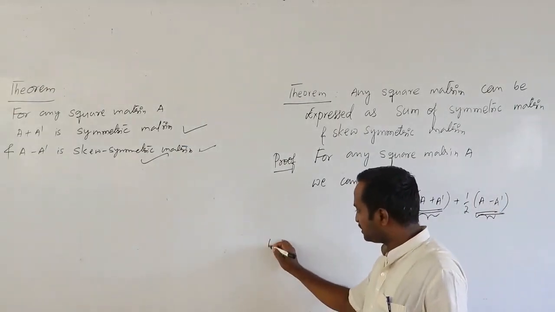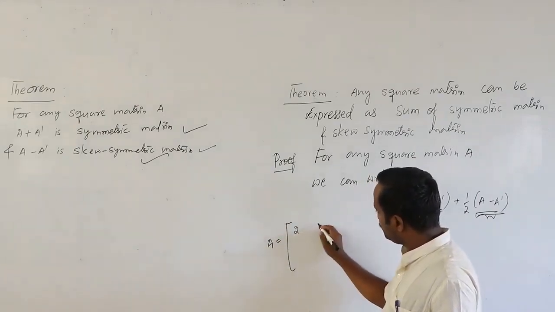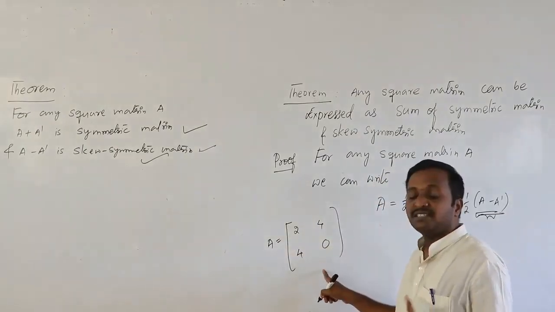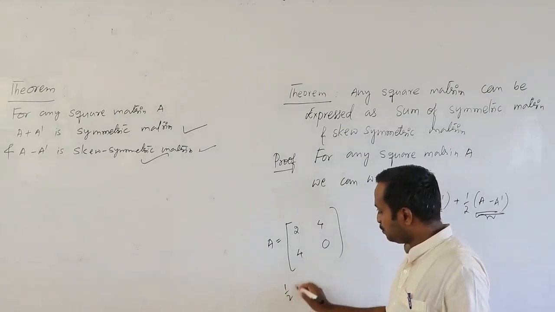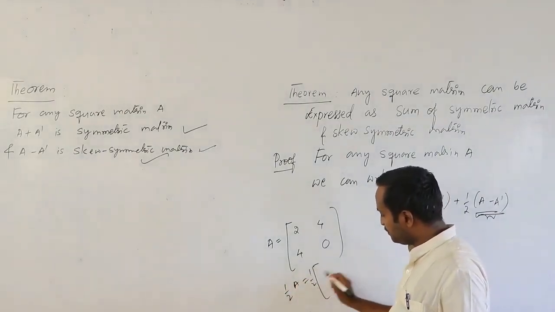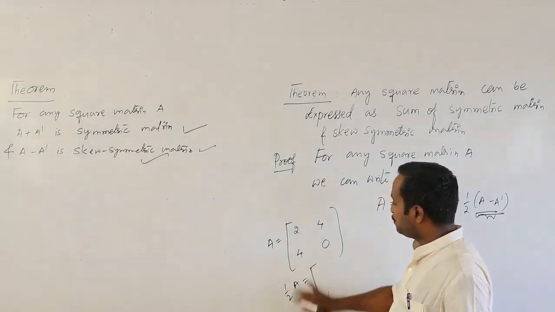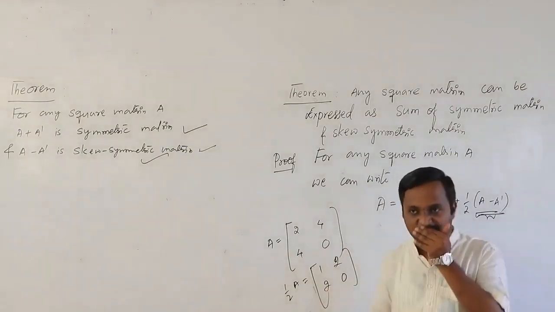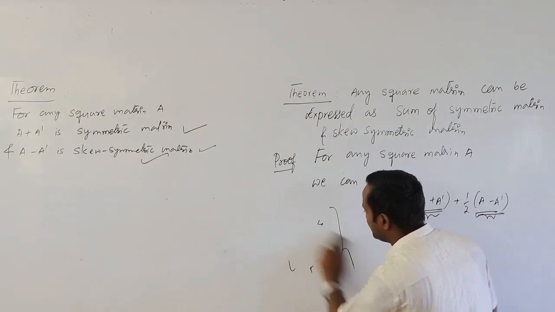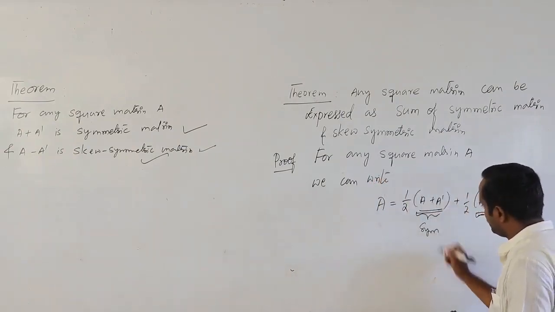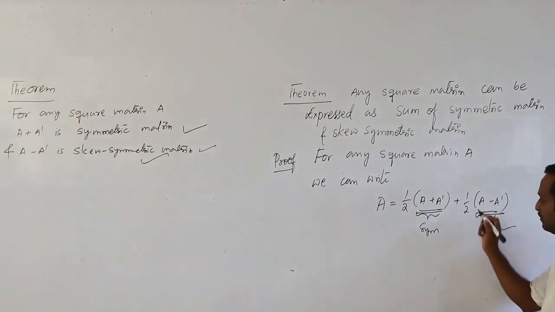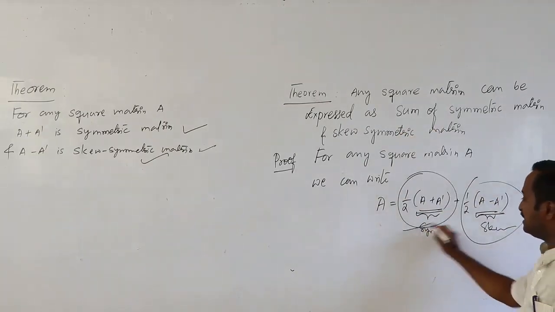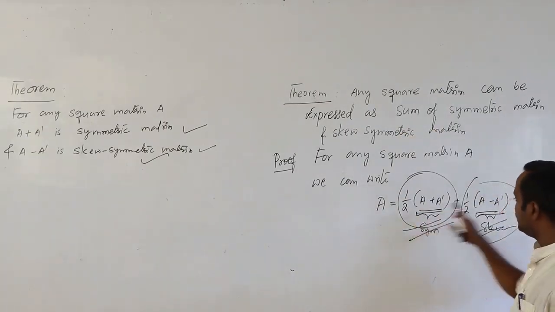Suppose I take one matrix, observe, 2, 4, 4, 0. It is a symmetric matrix. Multiply here by 1 by 2: 1 by 2 into 2, 1, 2, 2, 0. Is it again a symmetric matrix? Yes. That's why I said this is symmetric and this is skew symmetric. The sum of symmetric and skew symmetric: this is the statement. This is symmetric, this is skew symmetric.